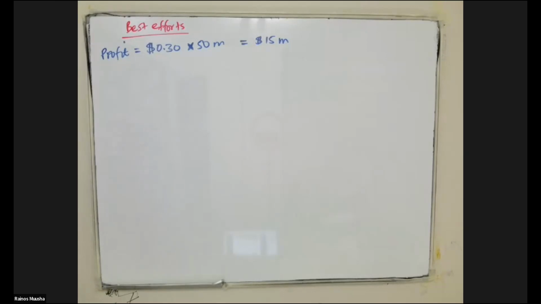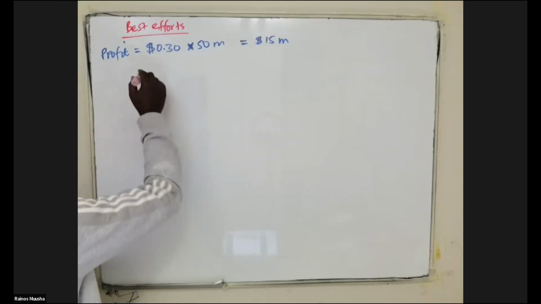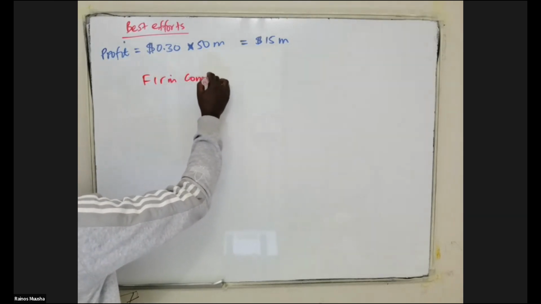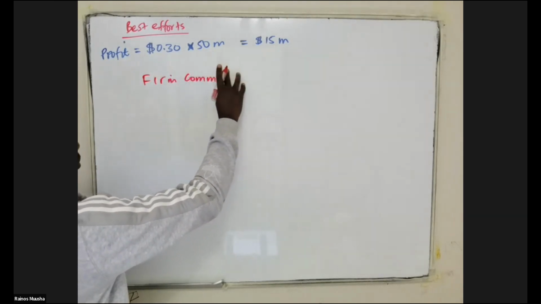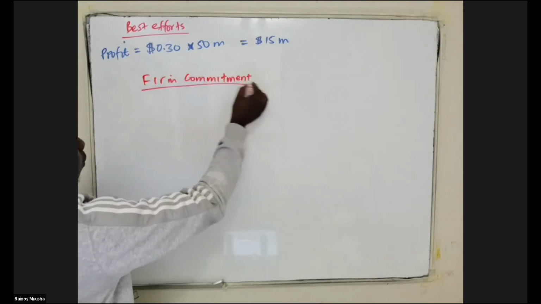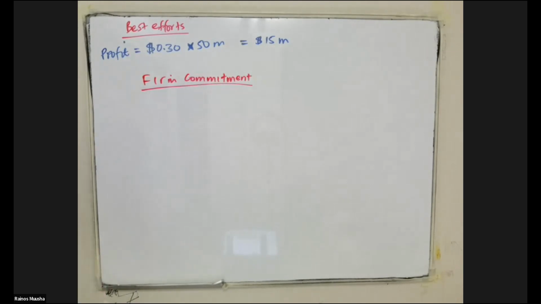The next arrangement is the firm commitment. Now, when you look at the firm commitment, they give us two scenarios. Remember, they are committing to buy the share of the company for $30, right?